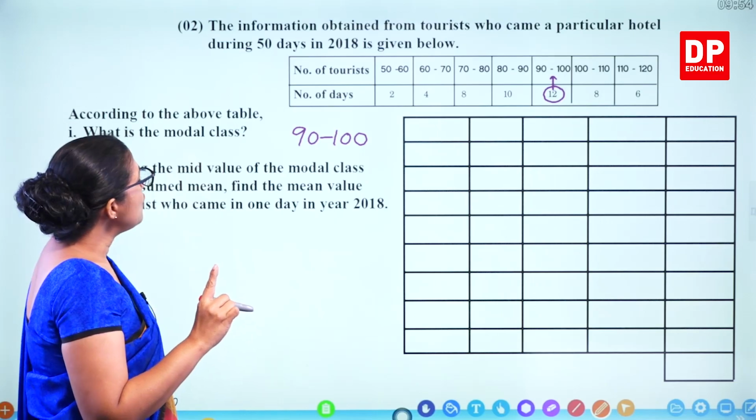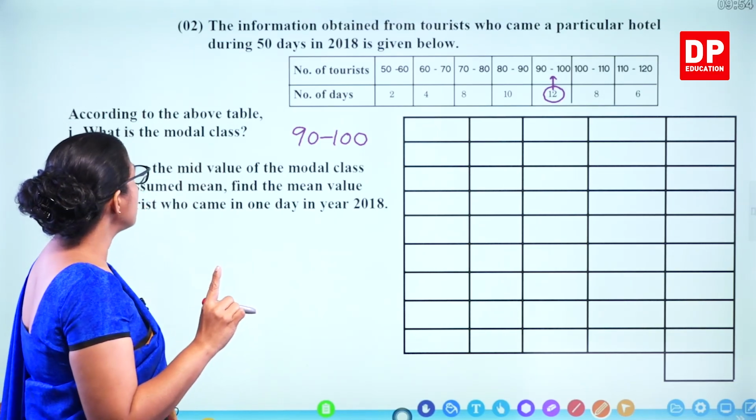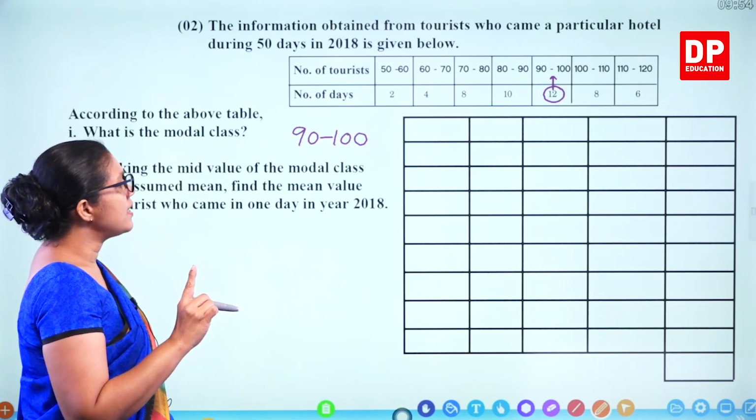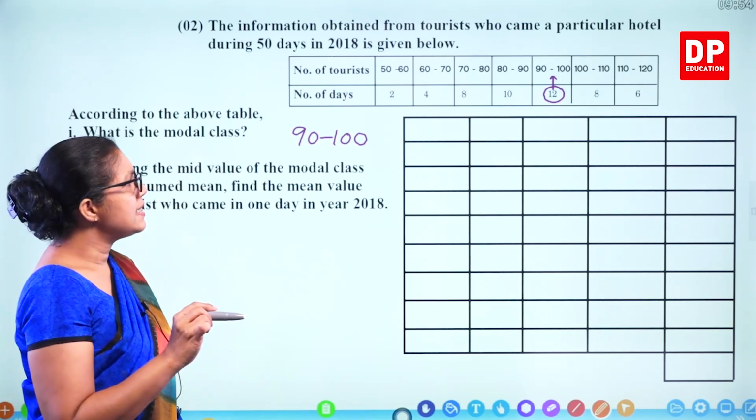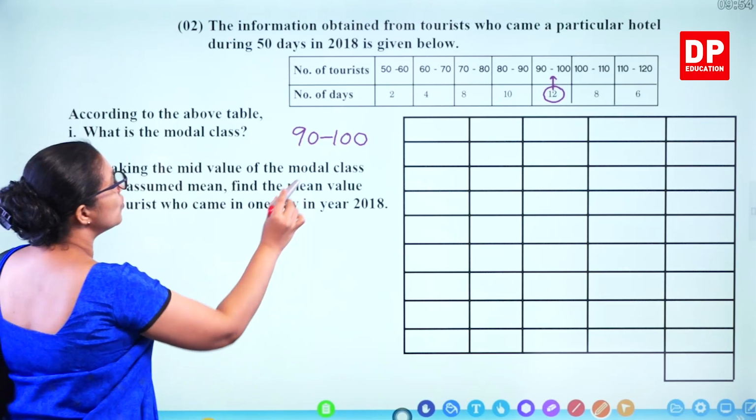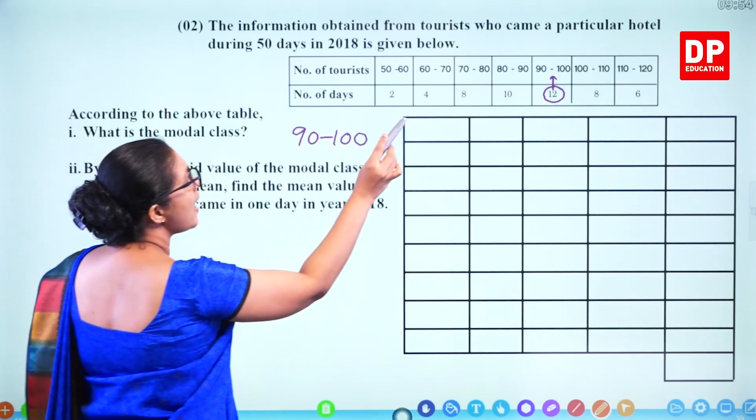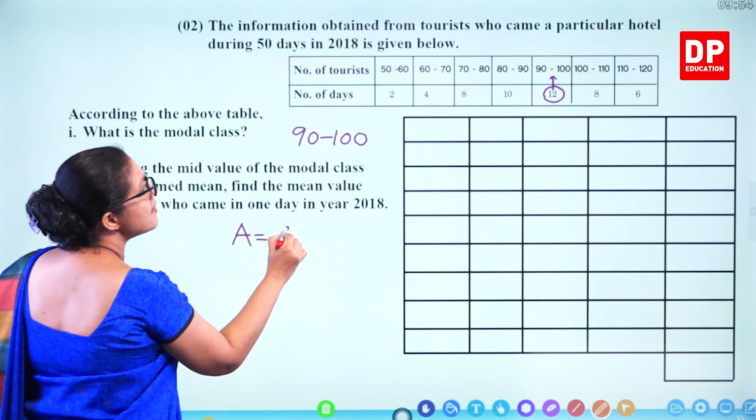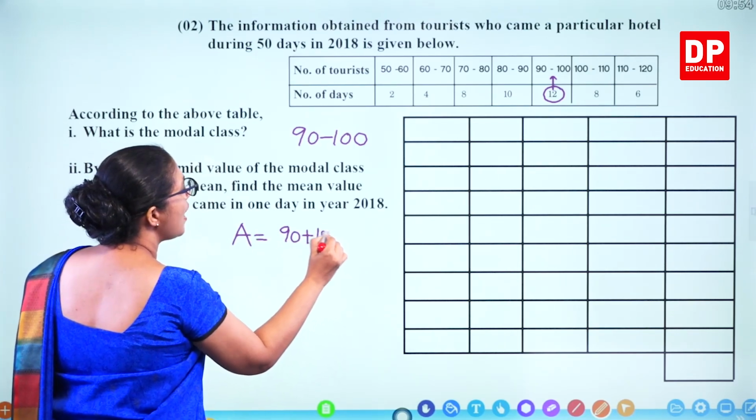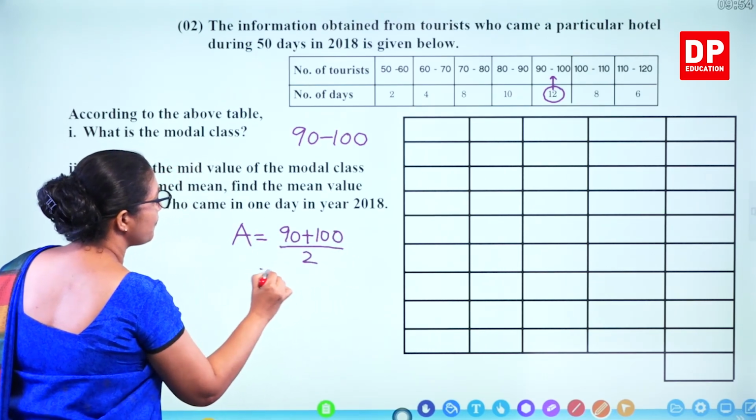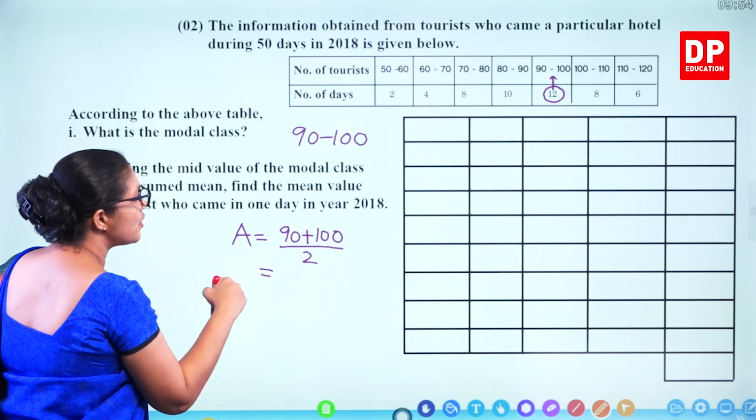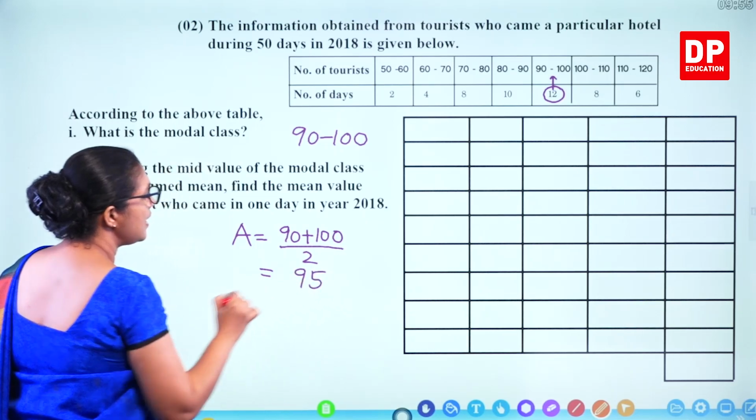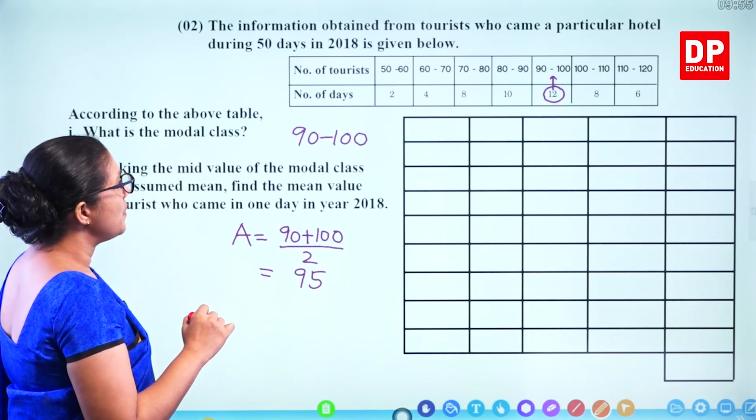By taking the mid value of the modal class as the assumed mean, find the mean number of tourists who came in one day in year 2018. So the modal class is 90 to 100. So assumed mean A is 90 plus 100 divided by 2. 190 divided by 2, 95. That's the assumed mean.